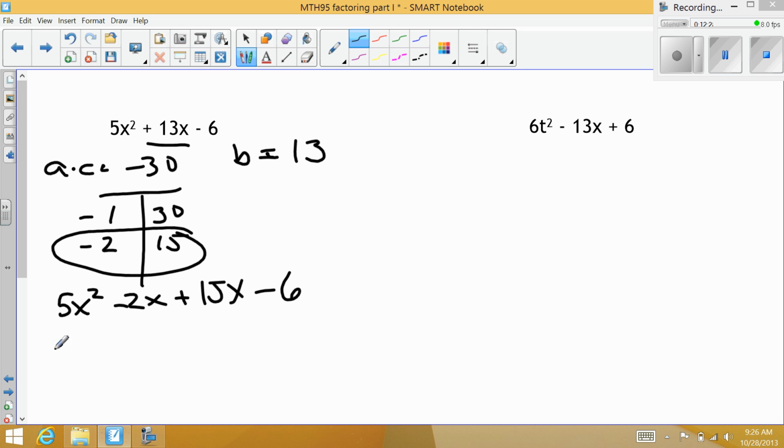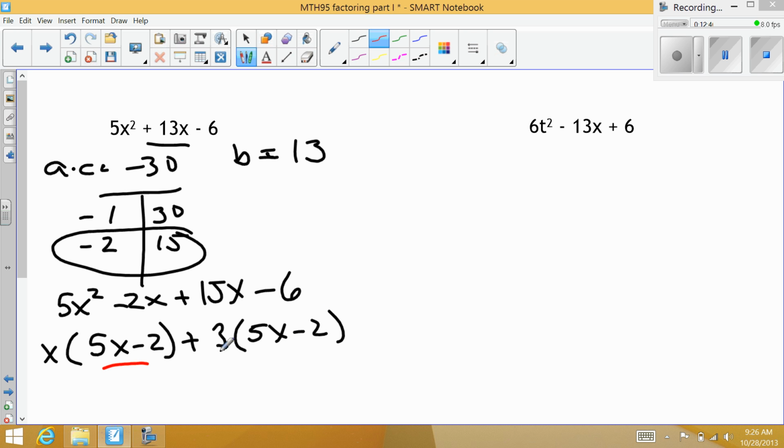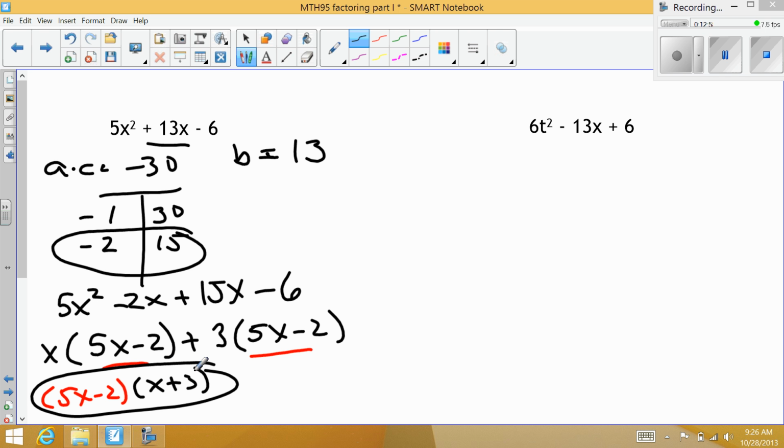So with my first pair here, I can factor out an x, leaving behind a 5x subtract 2. My second pair, I think a 3 is common. So if I factor out a 3, that also leaves behind a 5x subtract 2. And as long as I've got that common factor, I can take out the common factor, and that leaves behind the x plus 3. And I factored it. How about if you give this one a try? I'll pause the tape and we can compare answers.